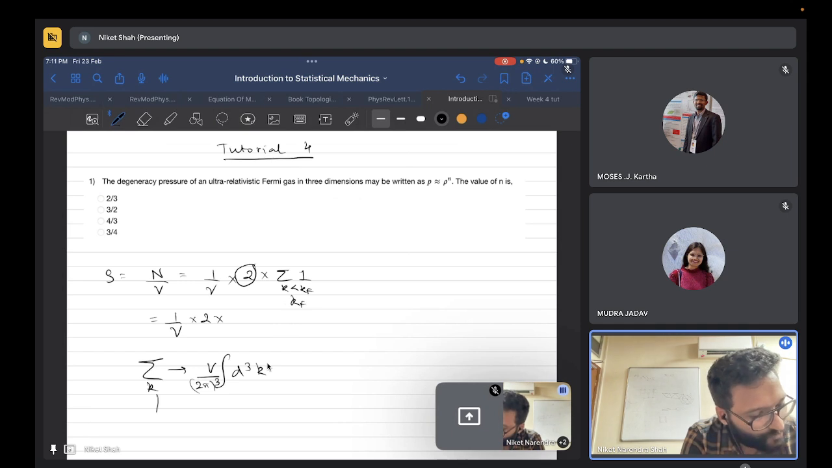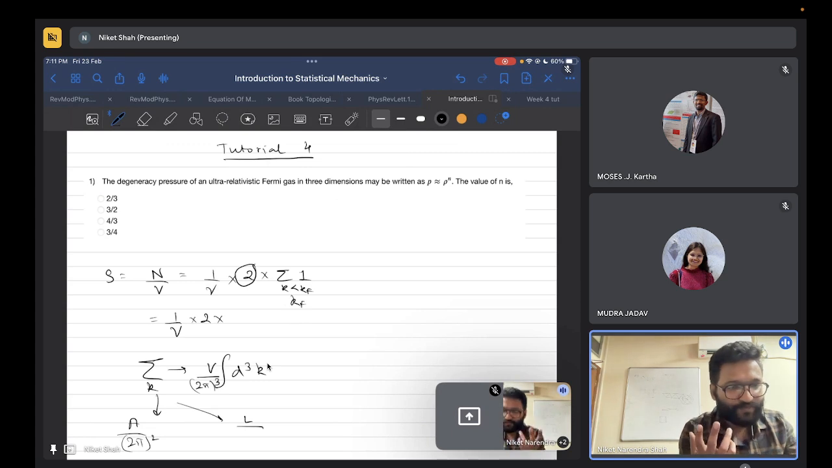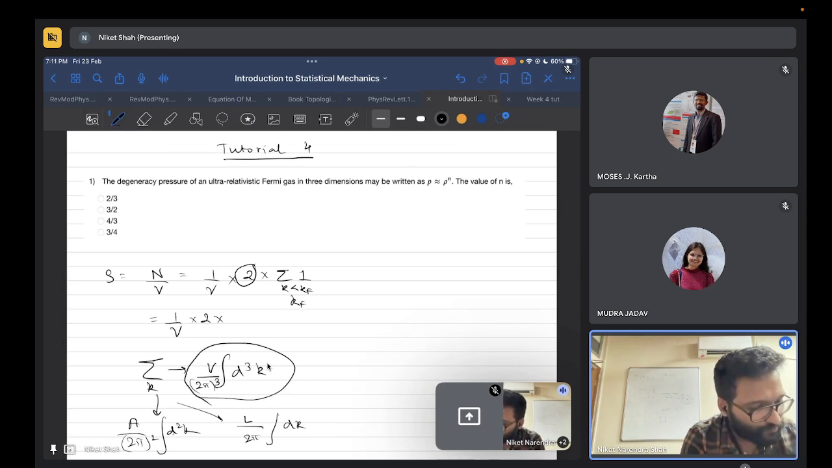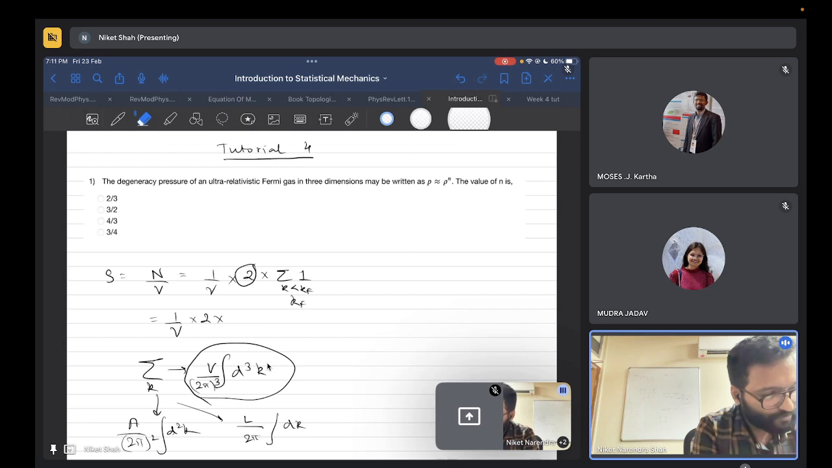If it was in 2 dimensions, you know that it will be A upon 2 pi the whole square. Or in 1 dimension, it would be just simply the length scale, the length of the sample or whatever you are considering, divided by 2 pi. Integral d square k, this is integral dk. Here, because we are going to d cube k, there will be a V divided by 2 pi the whole cube. Right.